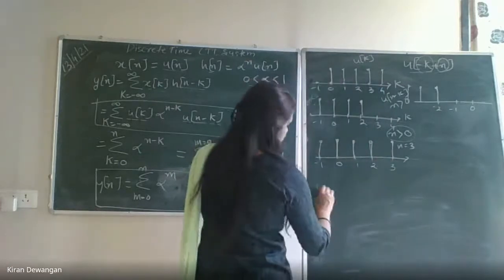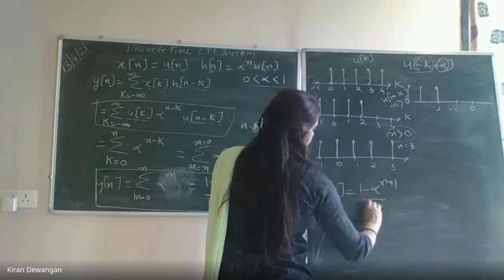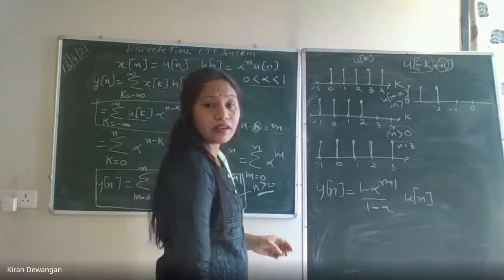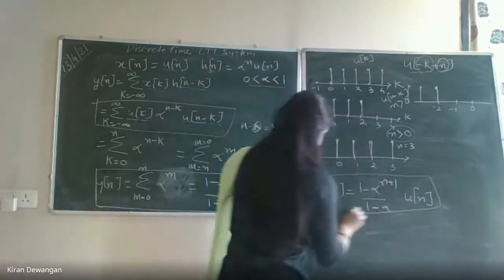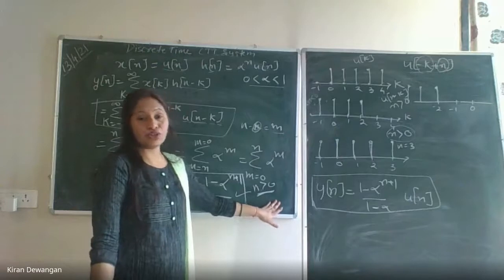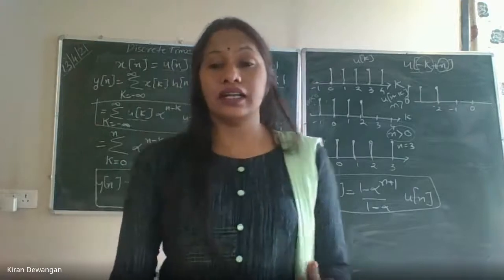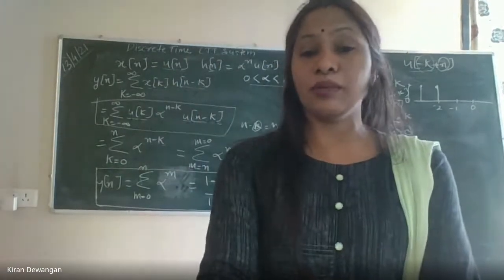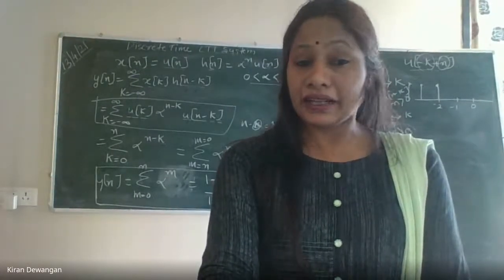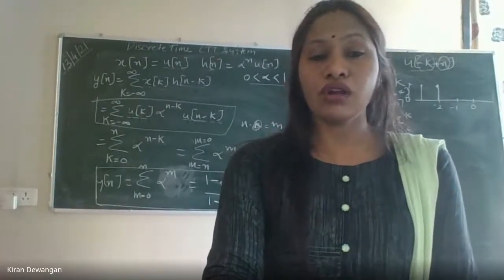This is the answer. Y of n equals to 1 minus alpha to the power n plus 1 by 1 minus alpha into u of n. U of n is required to be added. That is only because of the reason that we had taken this answer for n greater than 0. N greater than 0 was our condition. So when we take the condition, then we need to add that thing, because उसके बिना अगर हम करेंगे तो it will not be sufficient, वो complete नहीं रहेगा आंसर. ठीक है, so just to make the answer complete you have to add it. ठीक है, now let us solve another question.